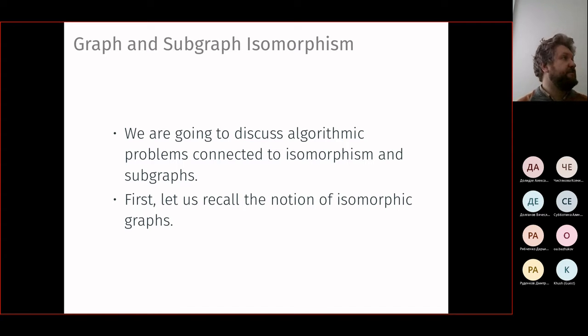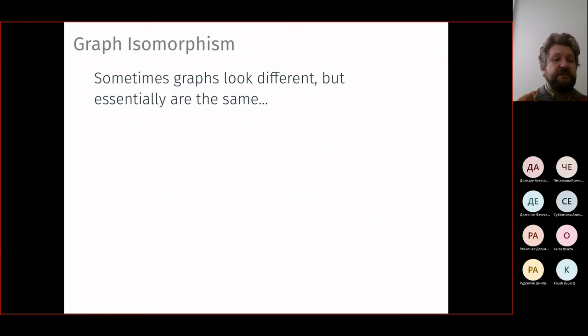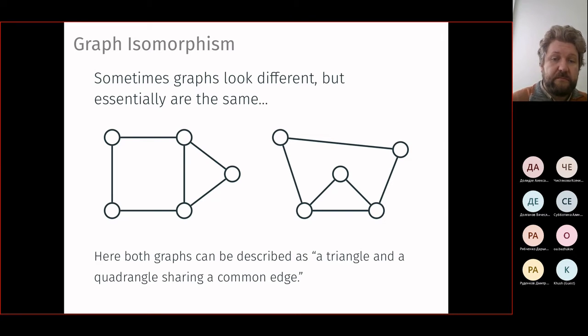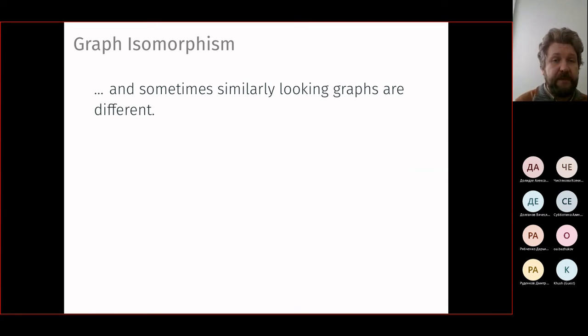So what are isomorphic graphs? How do you think? Yeah, one can be mapped onto another. So the graphs like this, they are drawn in a different fashion, but people see that they're essentially the same, right? And you can describe them both as a triangle and a quadrangle sharing a common edge. So it's the same graph in a sense, but of course, formally they are different. They're drawn in a different way.